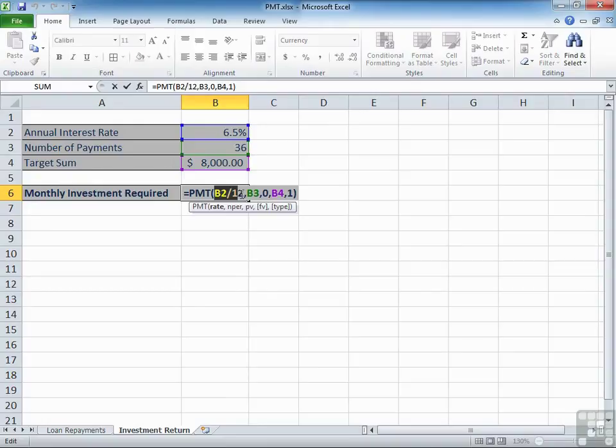Interest rate divided by 12, because the interest rate is an annual interest rate. Number of monthly payments. There's no initial value because I didn't have anything to start with, but we could have set an initial value cell. Perhaps we've got a lump sum to start the account off with. What's the final value I'm aiming for? And are the payments being made at the start or the end of each month?